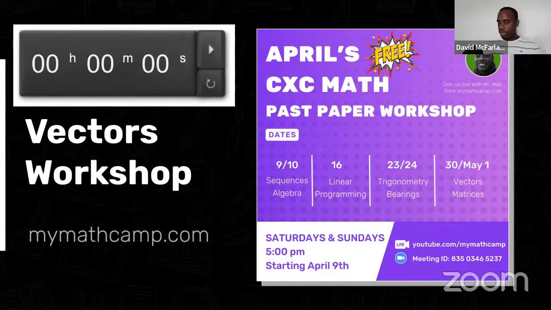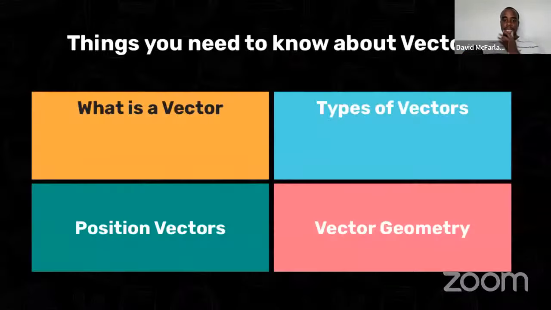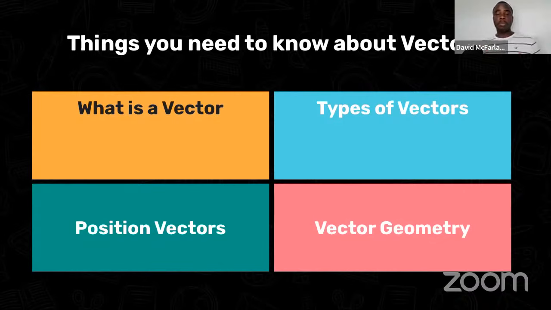So the last time we wanted to look at some stuff with vectors. And before we start, there are a few things that we need to know about vectors, okay? I like to break the CSEC topic of vectors into four parts: what is a vector, the different types of vectors, what position vectors are, and then how we can use them with vector geometry.